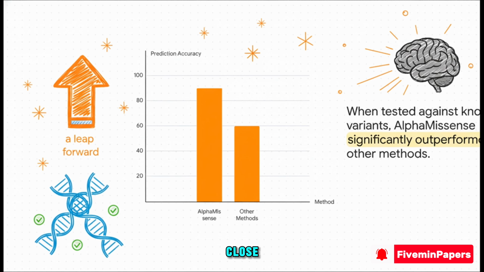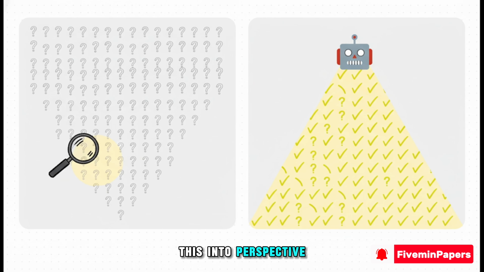It wasn't even close. Let's just put this into perspective one more time, because this is the key takeaway. After decades of brilliant human-led research, we had managed to classify 0.1% of all possible variants. Then, in what feels like one fell swoop, AlphaMissense comes along and classifies 89%. That is an absolutely insane acceleration of our knowledge.